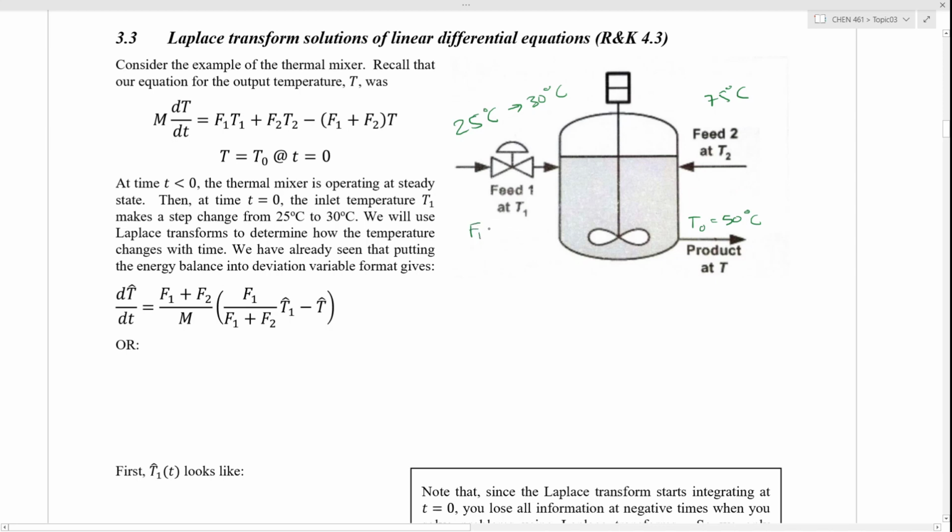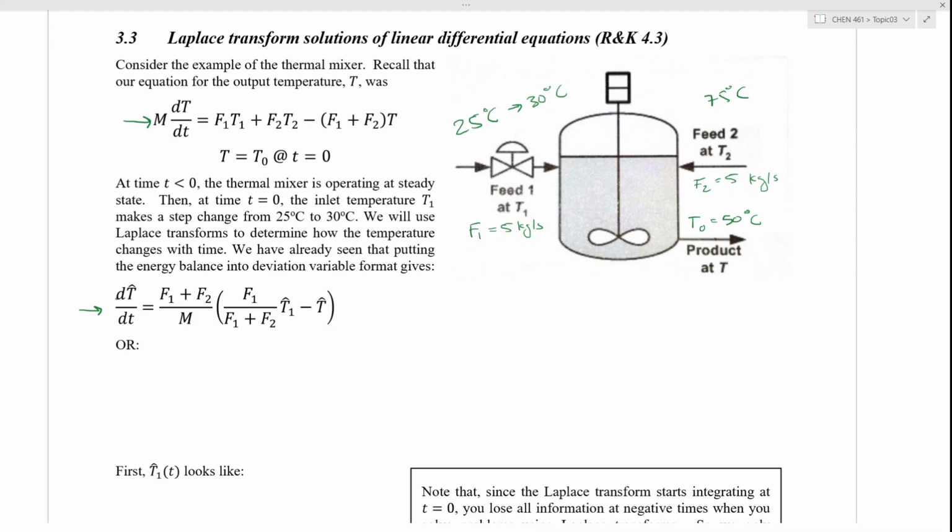The flow rate of feed 1 is 5 kilograms per second, and the flow rate of feed 2 is also 5 kilograms per second. According to assumptions we can make about this problem, the mass stays constant with respect to time, so we can derive the energy balance as shown here. We can also put this equation into deviation variable format as shown here. Now we have a first order linear non-homogeneous ordinary differential equation.